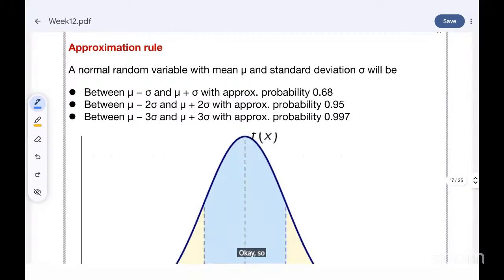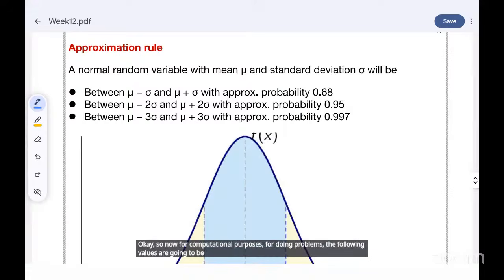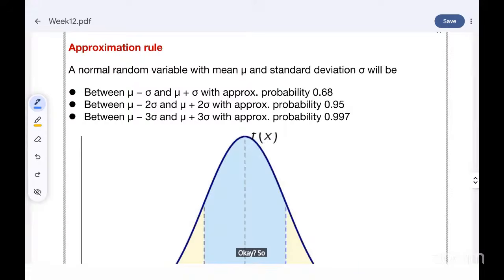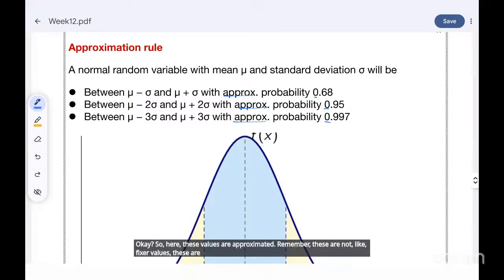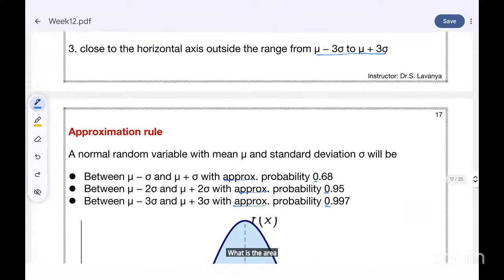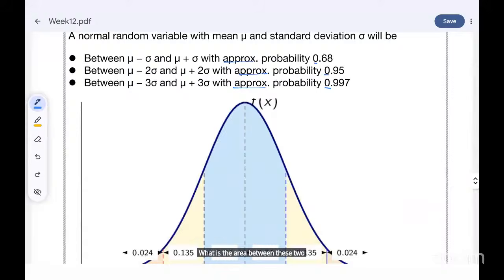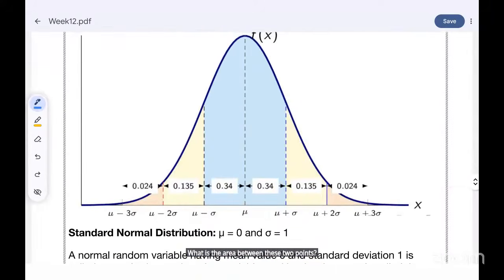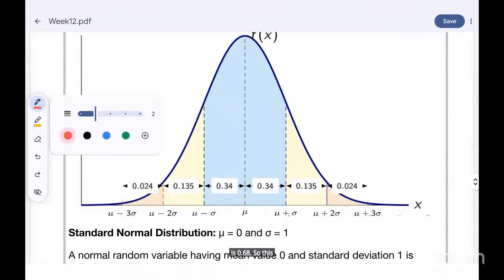Okay, so now for computational purposes, for doing problems, the following values are going to be very useful. Here these values are approximated. Remember, these are not fixed values. These are approximated values. So what is the area between these two points, mu minus sigma and mu plus sigma? It is 0.68.